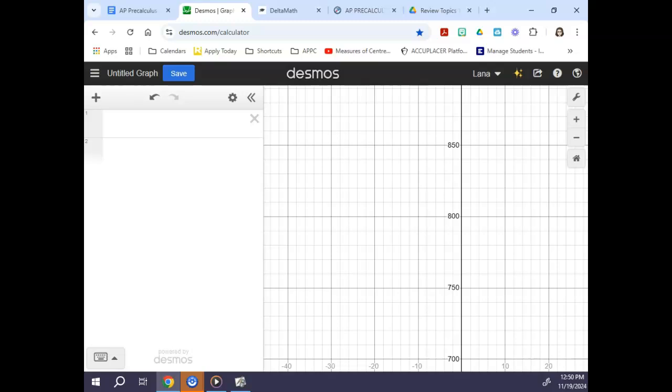And then let's type in our d of t. D of t. Ooh, well, those are actually right there. Okay, so d of t equals 50 times 1.13 to the t power. Okay? And maybe I'll care about the graph.